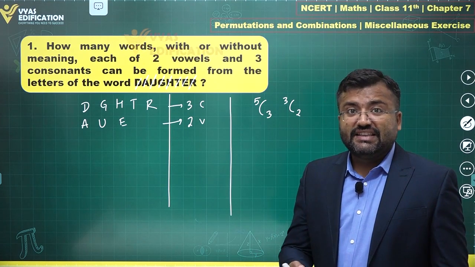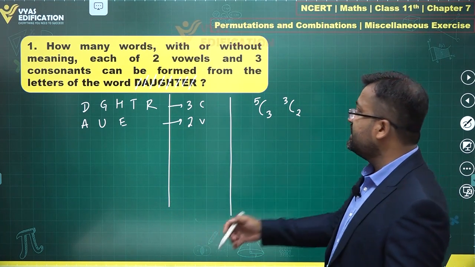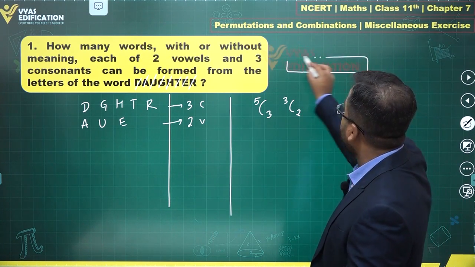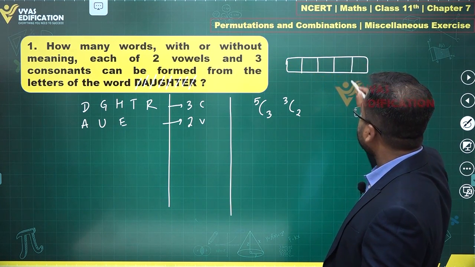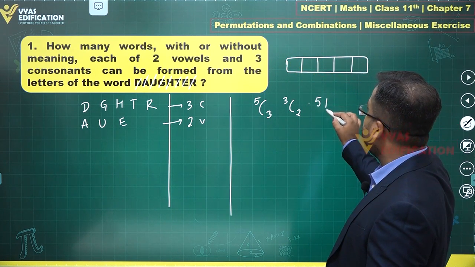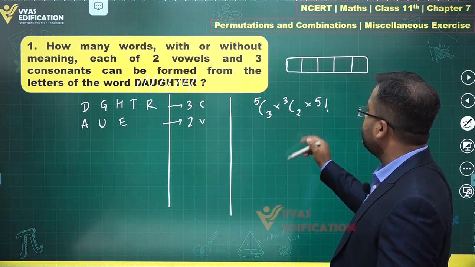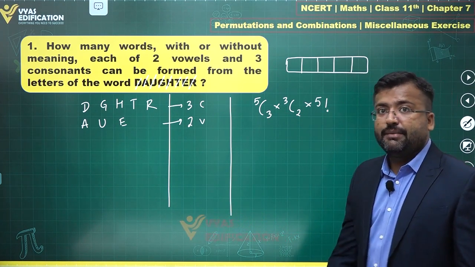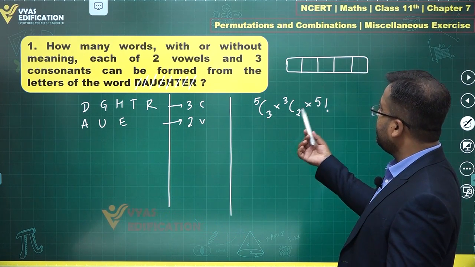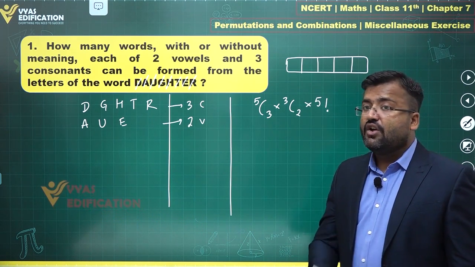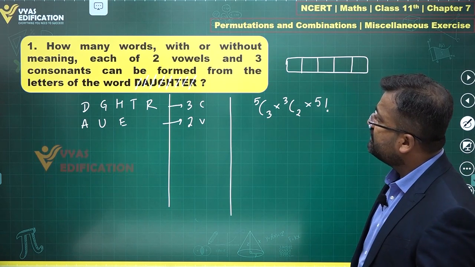So 5 things have to be arranged at 5 places. In 5 boxes, you'll be arranging these things. So that number of ways will be simply equal to 5 factorial. So this times this times this. Now the task is complete, and by the fundamental principle, this multiplied by this multiplied by this will give me the final value, right?